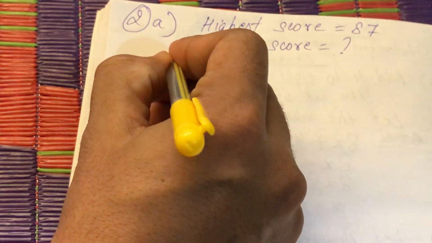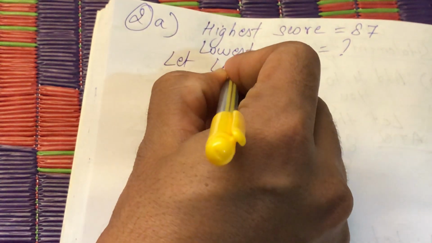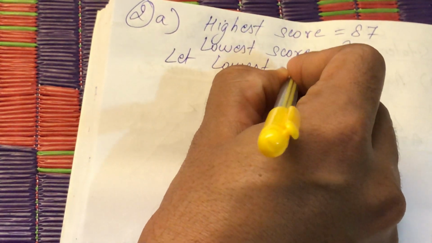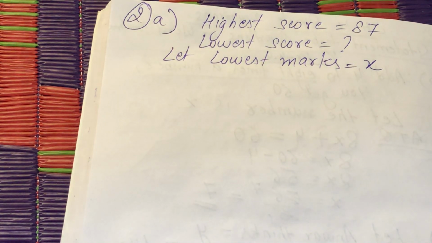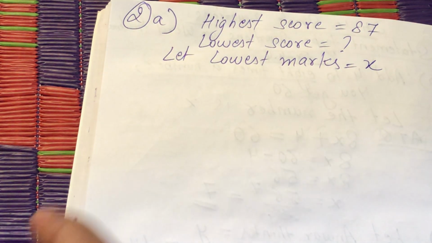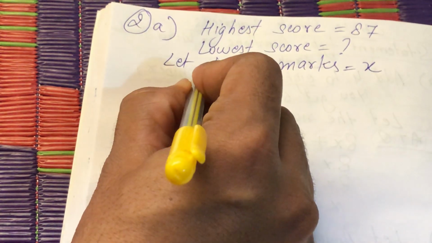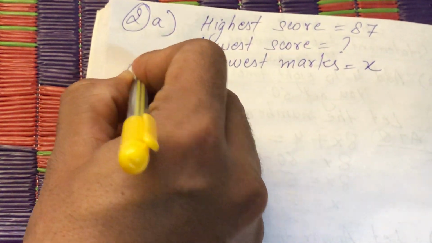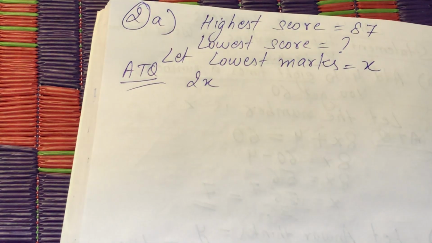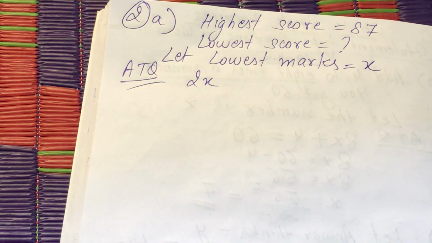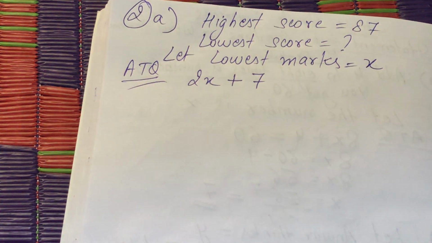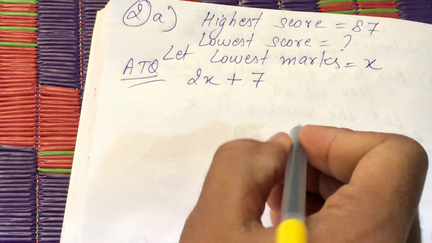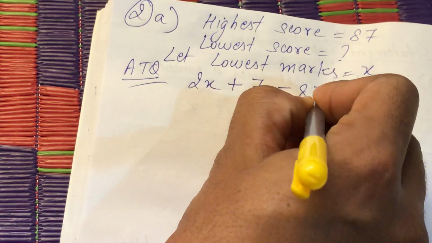Okay. Let the lowest marks equal x. Then twice the lowest, 2x, according to the question. It is saying twice the lowest. Lowest का double कर दो, 2x, plus उसमें 7 कर दो. Add 7, 2x plus 7, you will get 87.